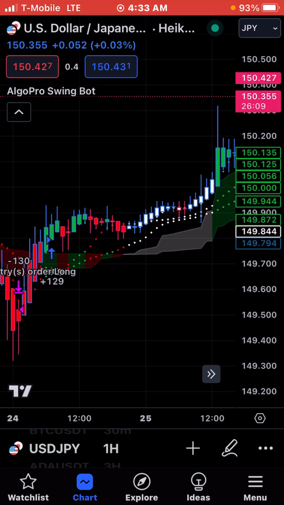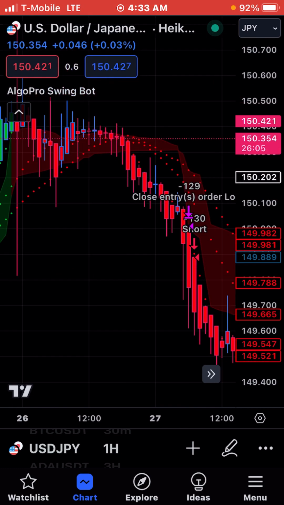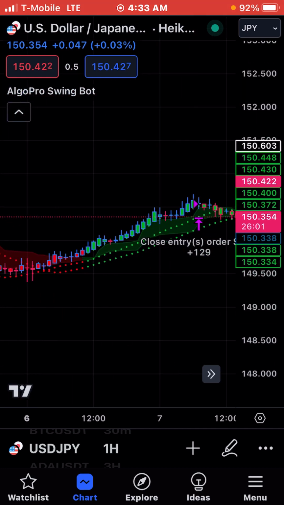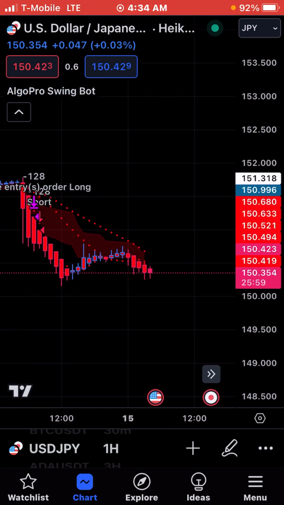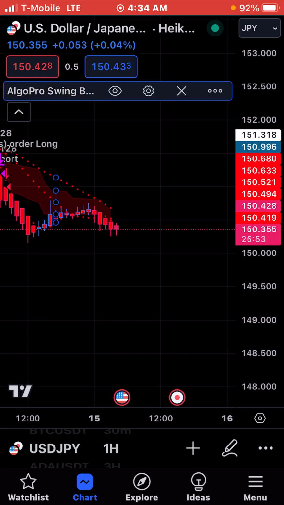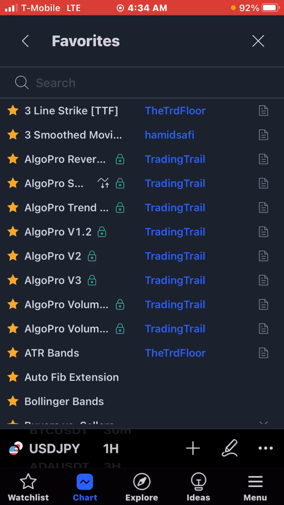But anyway, you see, it predicts a long and what it does is it goes up. So this is definitely one I'm going to be going over in the future. Definitely going to be making a future video on this one for Forex. But anyway, that's the Swing Bot. You also get that with the AlgoPro package. Let's look at what else they got. That was the Swing. We got the Reversal.